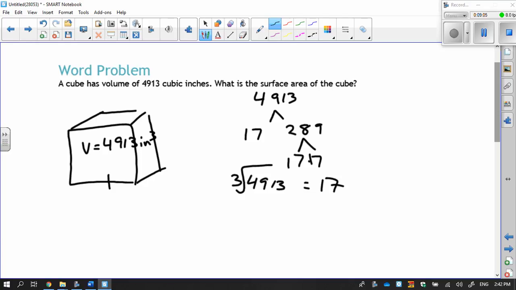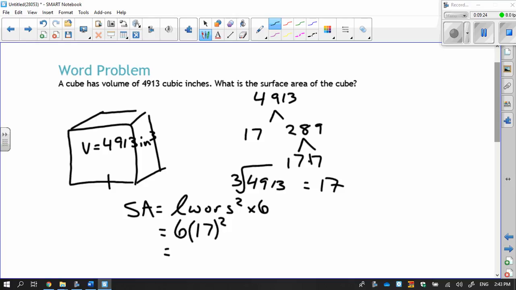We need to check the calculator. So then when I do this, and I'm looking for surface area of a cube, I'm looking for length times width, or side squared, times 6. So 6 multiplied by 17 squared is 1,734 inches squared. And that's it.